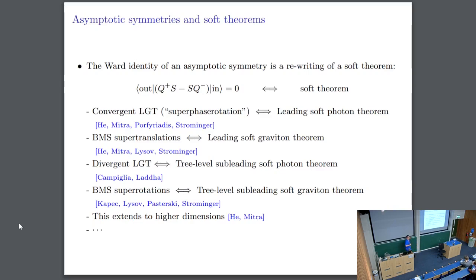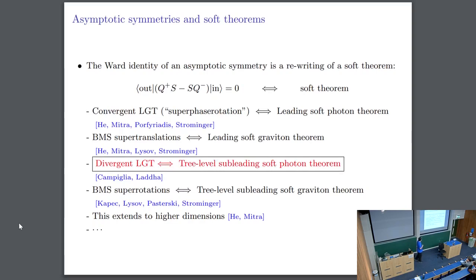This correspondence turns out to be quite general. It's worked out in the literature case by case, but this extends to higher dimensions. It extends to theories with supersymmetry, and so on. Now, in this talk, we will look at this particular case where we look at large gauge transformations in QED whose parameter is divergent. Its Ward identity is the tree-level subleading soft photon theorem. We will extend this correspondence to loop order.